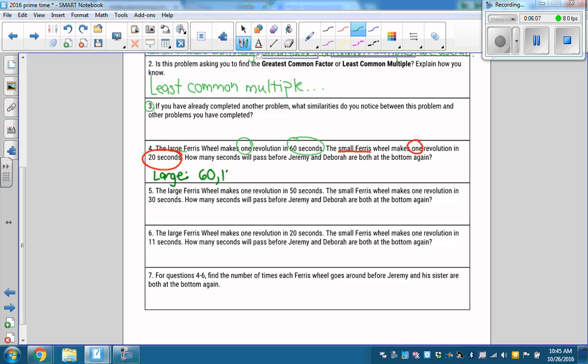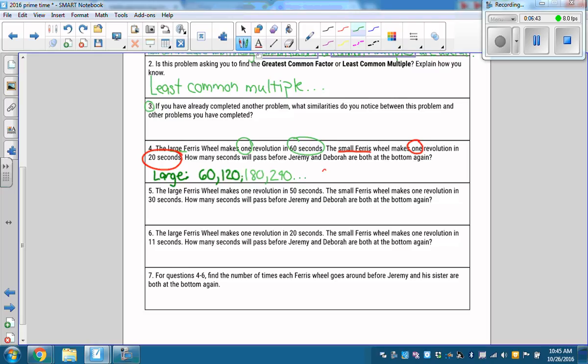And then again, after 2 revolutions, it'll have been 120 seconds. And then after 3 revolutions, it'll be 180 seconds. Whoops, because we just keep adding 60 seconds. And after 4 revolutions, it'd be 240 seconds, and the pattern will continue. But the small Ferris wheel that Deborah's on goes around much faster because it's smaller.